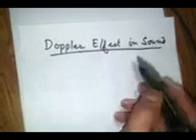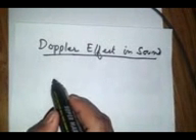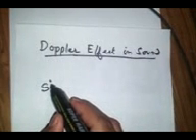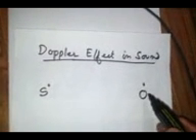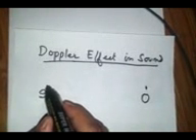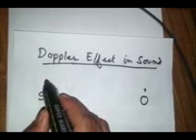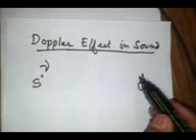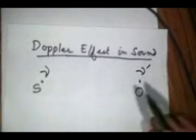Okay, the simple idea is like this. If this is a source of sound and this is the observer, then say the sound wave produced by the source has a frequency nu, and when it is received by the observer, this will be getting a new frequency, nu dash, just like this.